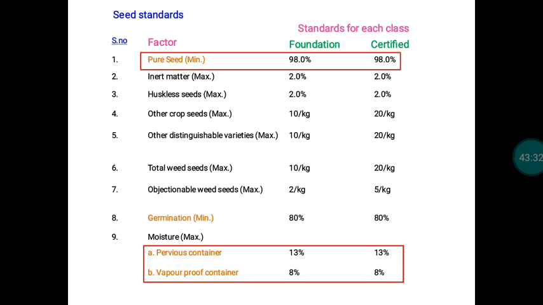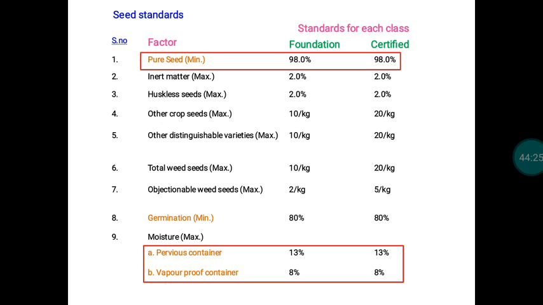Before selling your seeds in the open market, they should be tested with reference to their seed quality parameters. So the seed standards need to be verified. Seed standards like physical purity, genetic purity, germination and moisture content, all those things need to be verified. As far as paddy is concerned, for both foundation and certified seed, physical purity should be 98%. The maximum permissible inert matter other than seeds is 2%. Huskless seeds in both foundation and certified classes, 2%. And other crop seeds, the maximum permissible limit is 10 number per kg in the case of foundation, whereas in the case of certified we permit up to 20 number per kg.